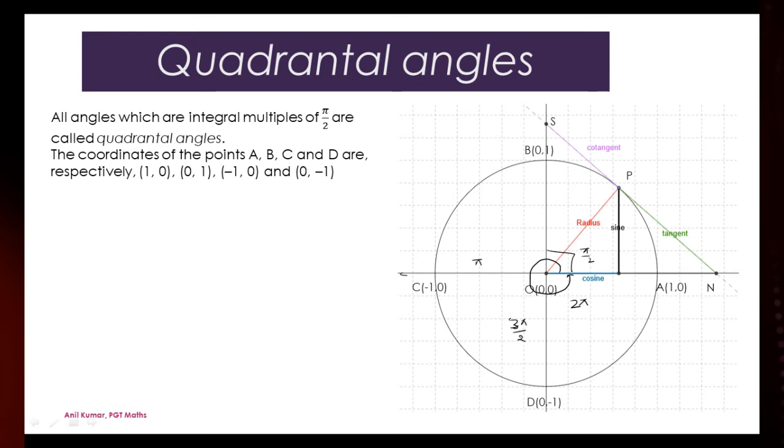Quad stands for 4. So when I do the 4 partition of this complete angle, each multiple of pi by 2 is known as a quadrantal angle. And the coordinates of the points A, B, C, D will be: point A will have x coordinate 1 and y coordinate 0. Point B will be (0, 1). Point C will be (minus 1, 0), and point D, here the value of x is 0 and the value of y will be minus 1.